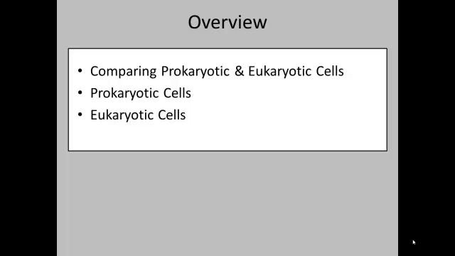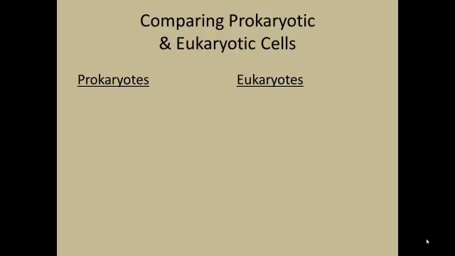In Part 1, we're going to cover comparing prokaryotic and eukaryotic cells and part of prokaryotic cells. For the second half, we'll finish up prokaryotic cells and move on to eukaryotic cells. For this class, though, since you will be covering eukaryotic cells in lots of other classes, we'll be focusing mainly on prokaryotic cells. Let's start by doing a quick overview of the basic characteristics of prokaryotic and eukaryotic cells.